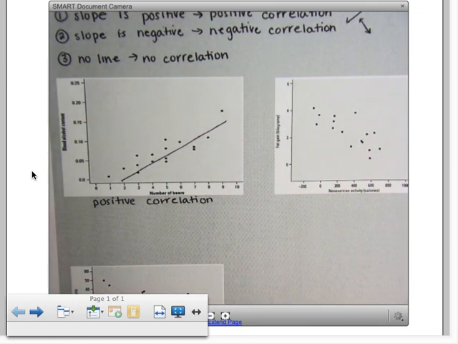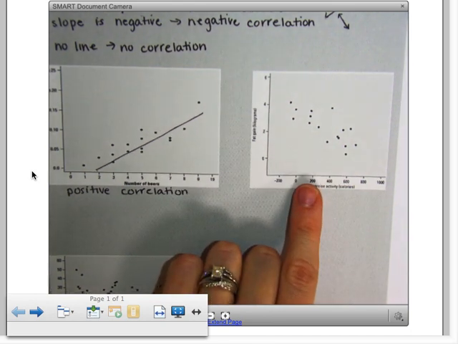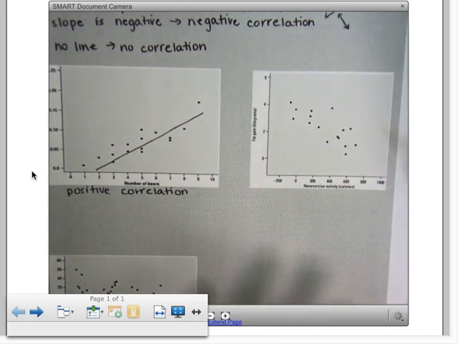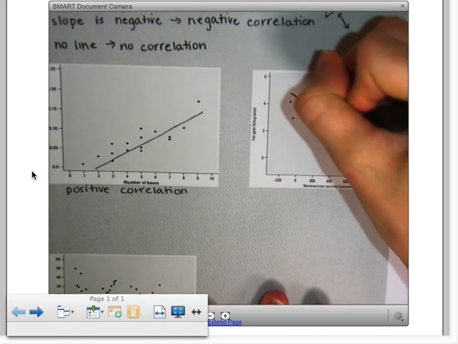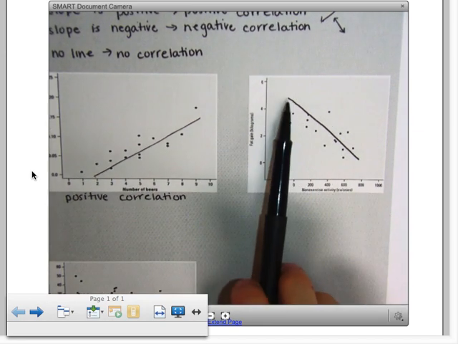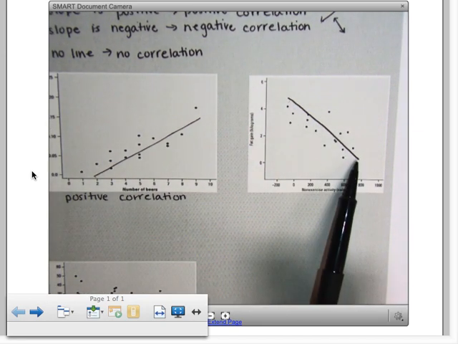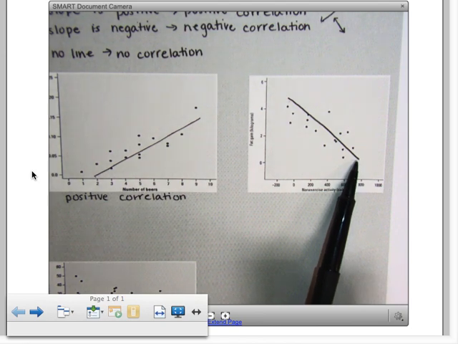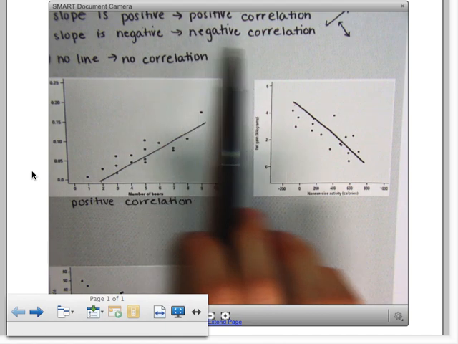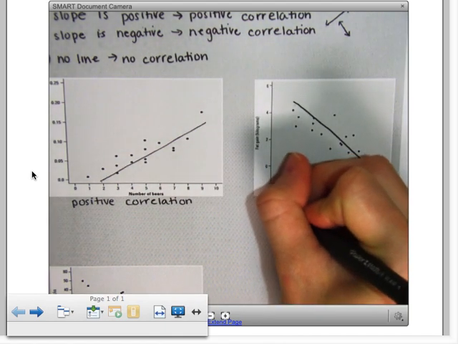Okay, if we go to the second graph over here, the points are fairly close to a straight line, so draw your line of best fit. Okay, this time the line starts up at the left and works its way down to the right. So if it goes up and then down, that means that the slope is negative. So this one has a negative correlation.